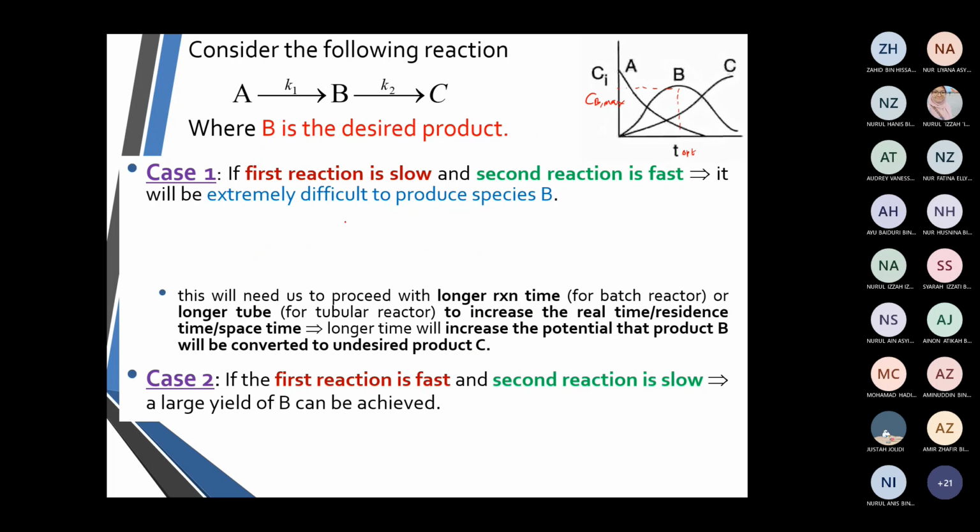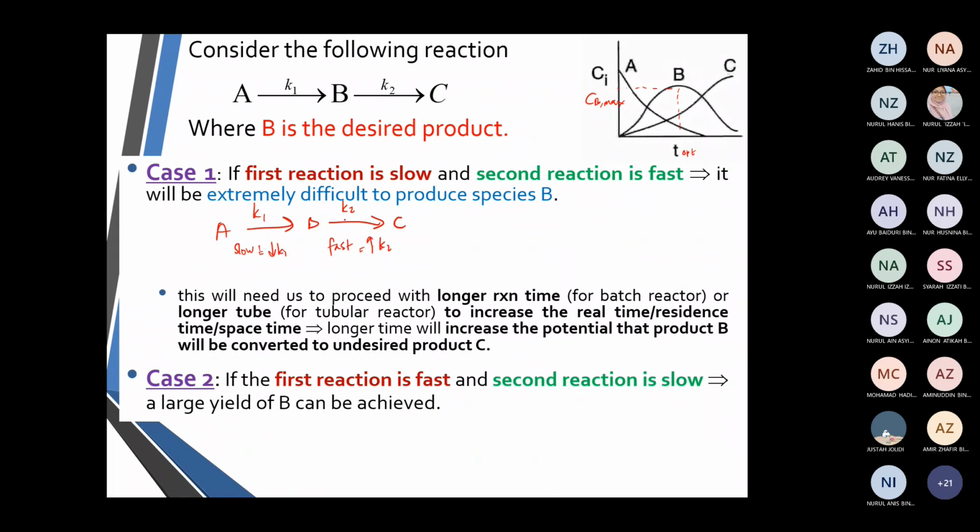Okay, so case 1, if first reaction is slow and second reaction is fast. Okay, so we have a K1 here, K2. Sekarang adalah A K1 to B, C. So this is slow. Slow means that low K1, sebab rate dia makin rendah lah. Bila dia rendah, maksudnya dia very slow reaction. And then we have a K2 which is fast. Fast means that K2 adalah tinggi. Okay, so it will be extremely difficult to produce species B.